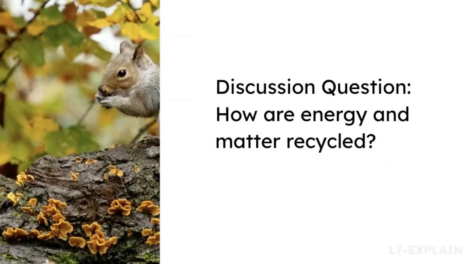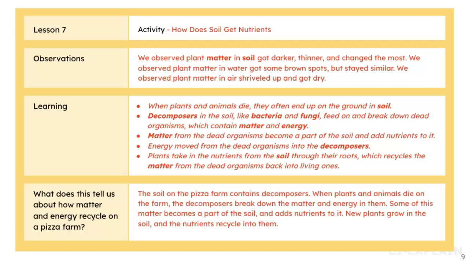In the Explain portion of the lesson, students will engage in a class discussion about their observations and learning from the activity. Use the provided questions to guide your discussion around the question, how are energy and matter recycled in ecosystems? The goal of this class discussion is to analyze student observations in order to help students understand the role of decomposers in soil. You will use the discussion to create the Lesson 7 summary chart.